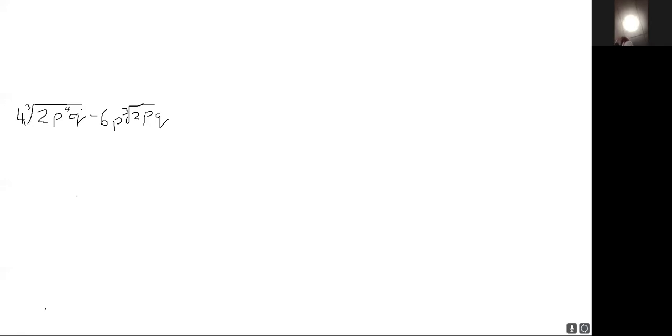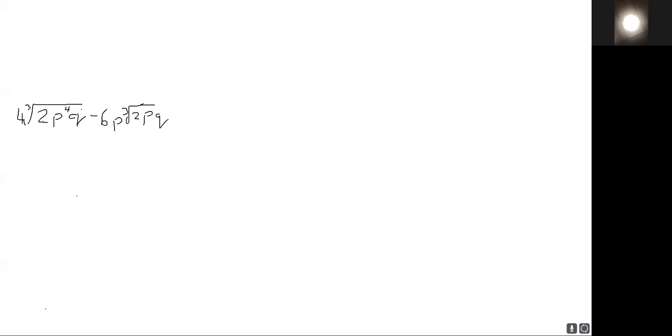Okay. So in the first one, the 2p to the 4th q? Yeah. Technically, the radicand is the 2p to the 4th q. And in the second term, the 2pq? Yeah. That's the radicand. So when you're adding and subtracting, they have to be the same. And now these ones aren't the same, are they? No. So because they're not the same, there's probably something that we can do, because no one's going to give you this kind of question and not be able to do anything with it.